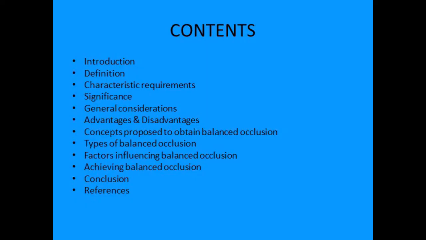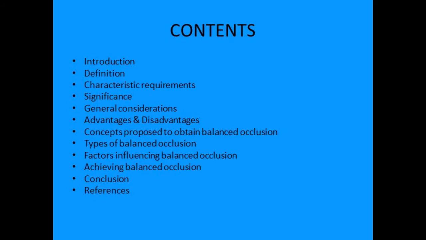First of all, let's see the contents of balanced occlusion topic. So beginning with introduction, the GPT definition of balanced occlusion, characteristic requirements, significance of balanced occlusion, general consideration that was given by Winkler, the advantages and disadvantages, the various concepts proposed to obtain balanced occlusion. There are around 10 different concepts. Then the various types of balanced occlusion, the factors influencing balanced occlusion, this you can expect as a short note, and how to achieve balanced occlusion.